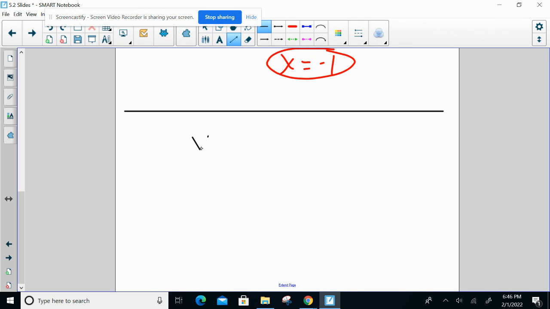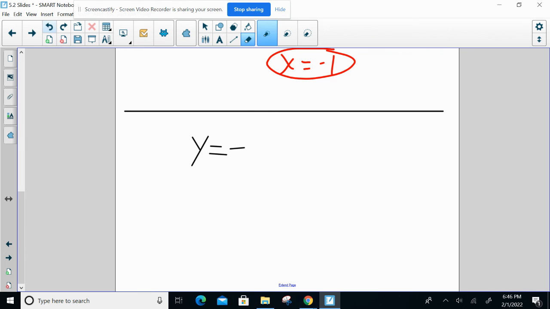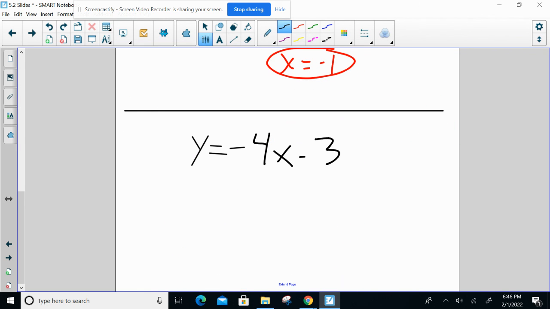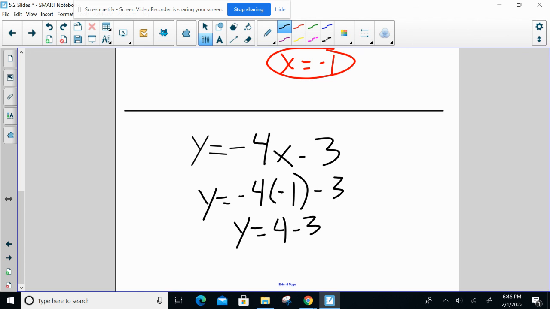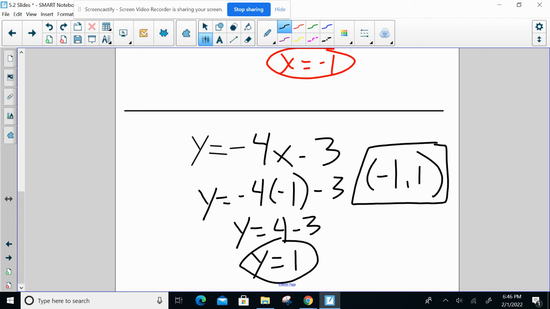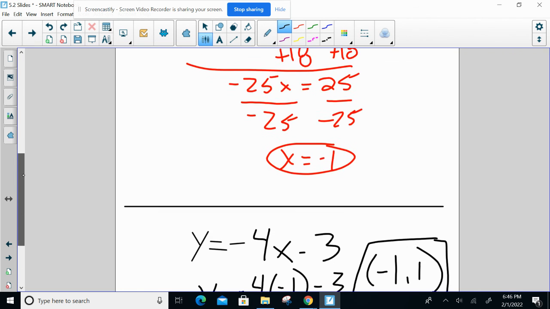y equals negative 4x minus 3. Plug in negative 1 for x. Looks like you end up with 1. So if you stop here, as long as you circle your answers, you're good. But if you put negative 1, 1, that's your x, that's your y. You found where they meet. But you have to find both variables.